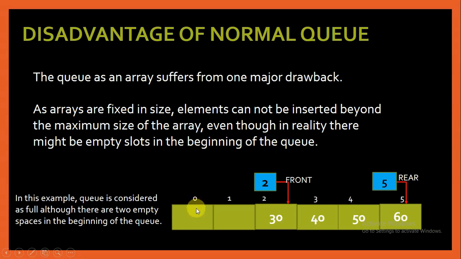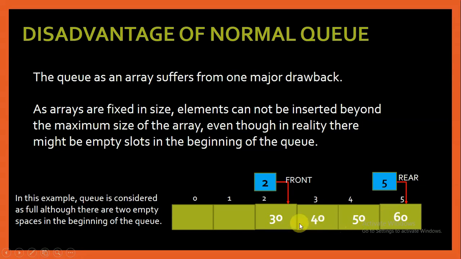So we take this scenario. This is a queue in which you can insert 6 elements from 0 till 5. You can see here the front is 2 and rear is 5. And this queue will be treated as full because rear has reached max minus 1. The maximum element size has been reached, although there are 2 empty slots in the beginning of the queue. But this queue is considered as full.